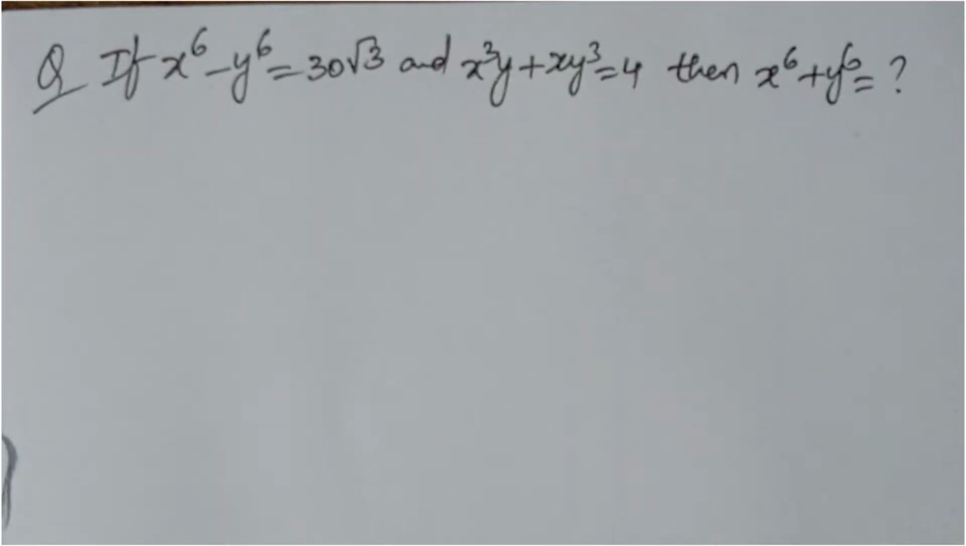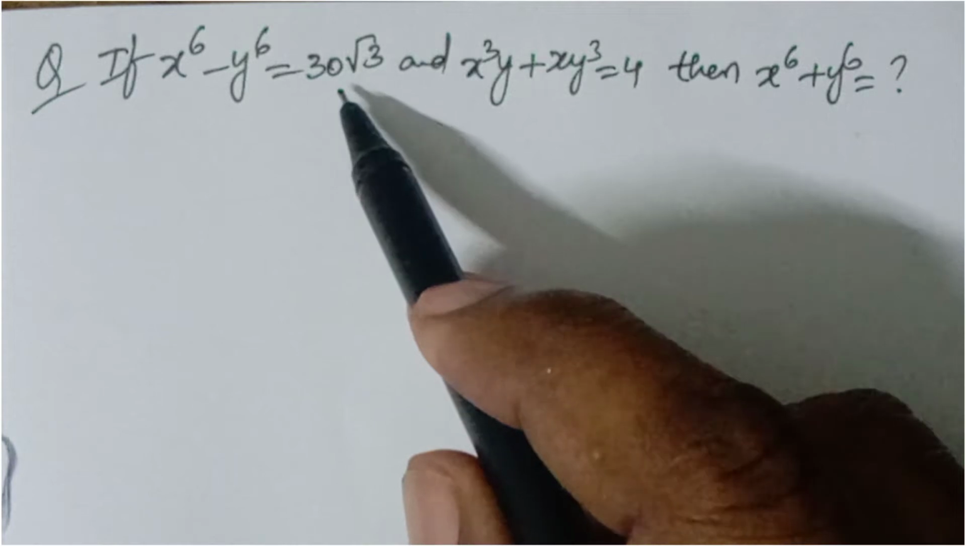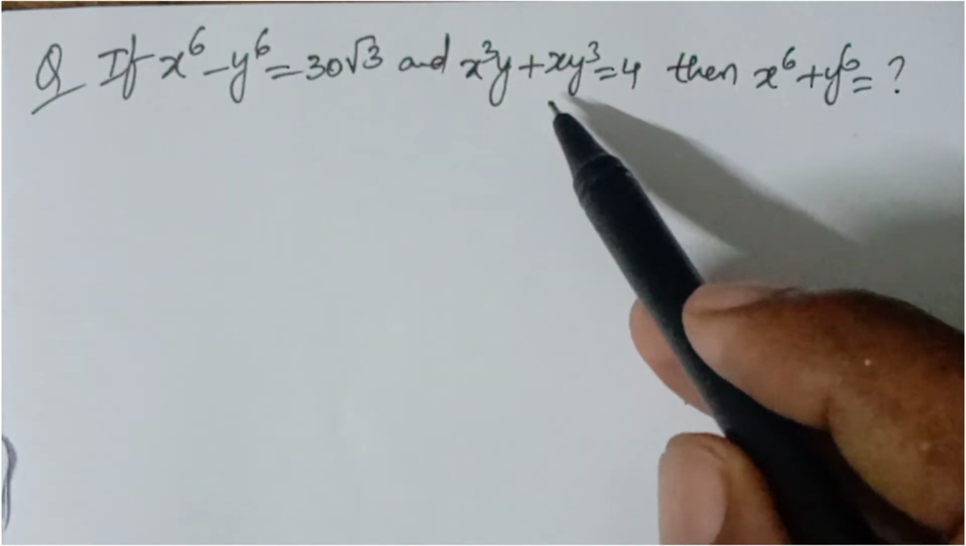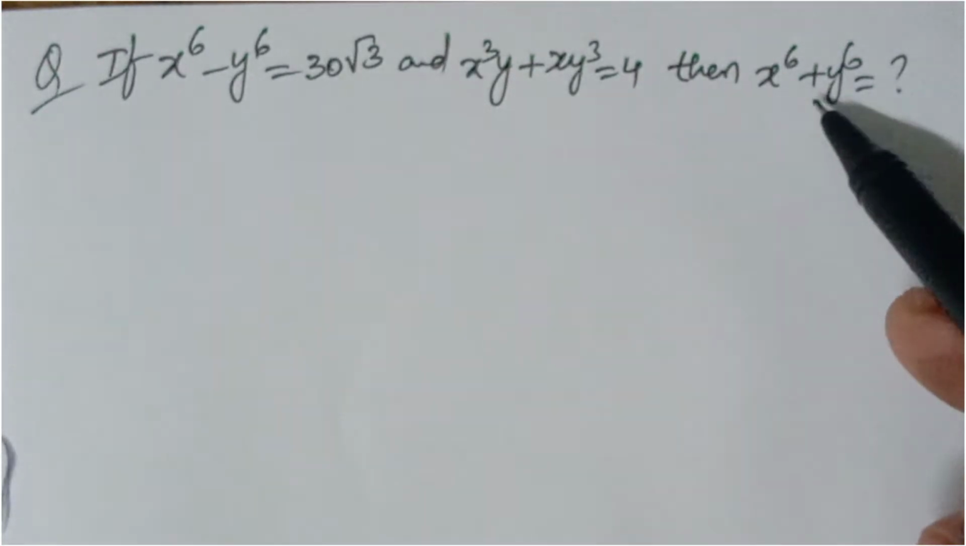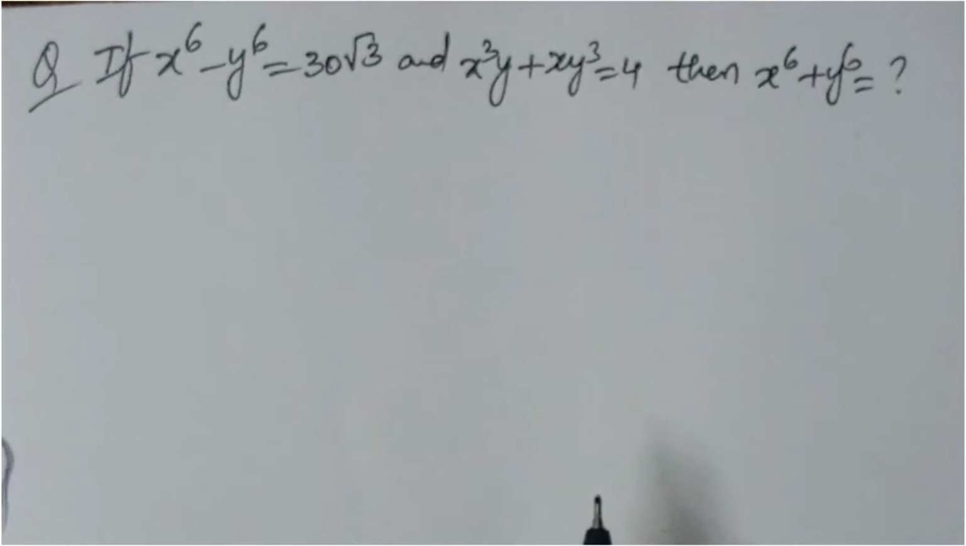So the question is: given x power 6 minus y power 6 is equal to 30 root 3, and x cube y plus xy cube is equal to 4, then you have to find the value of x power 6 plus y power 6. So this is an Olympiad problem.